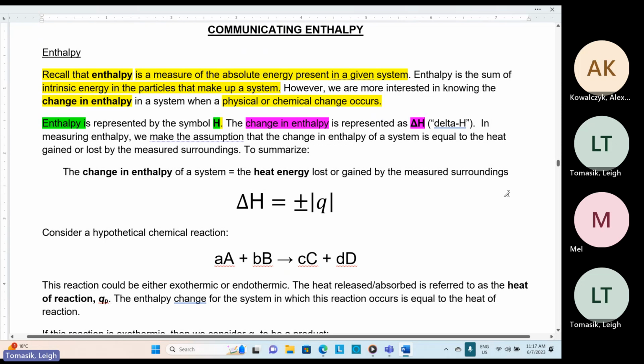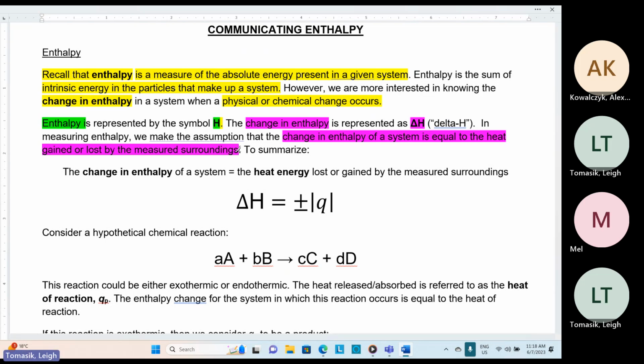In measuring enthalpy, we make the assumption that the change in enthalpy of a system, remember how we talked about assumptions as one of the homework questions, is equal to the heat gained or lost by the surroundings. That is one of the assumptions that we make for calorimetry. The change in the enthalpy of a system is equal to the heat gained or lost by the surroundings.